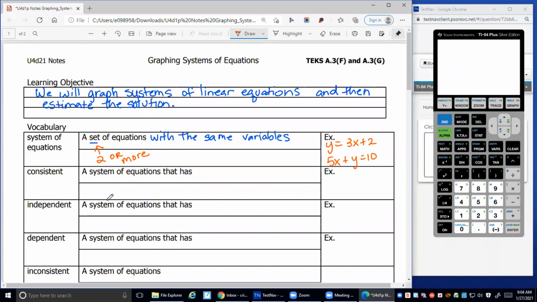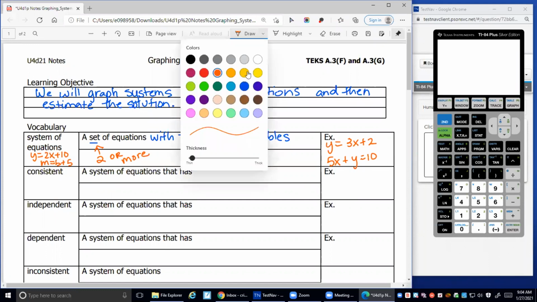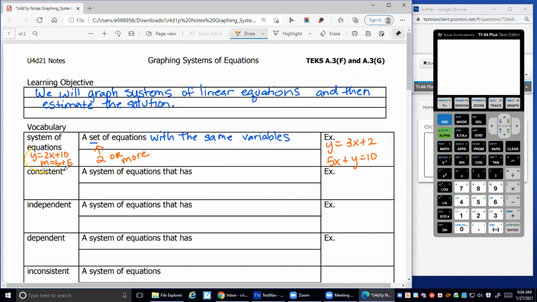Okay? My counter example would be something like y equals 2x plus 10. And then you have like m equals b. Well, they don't have plus 5. These don't have the same variables, right? So that's my counter example. Even though there's more than one, they do not have the same variables.